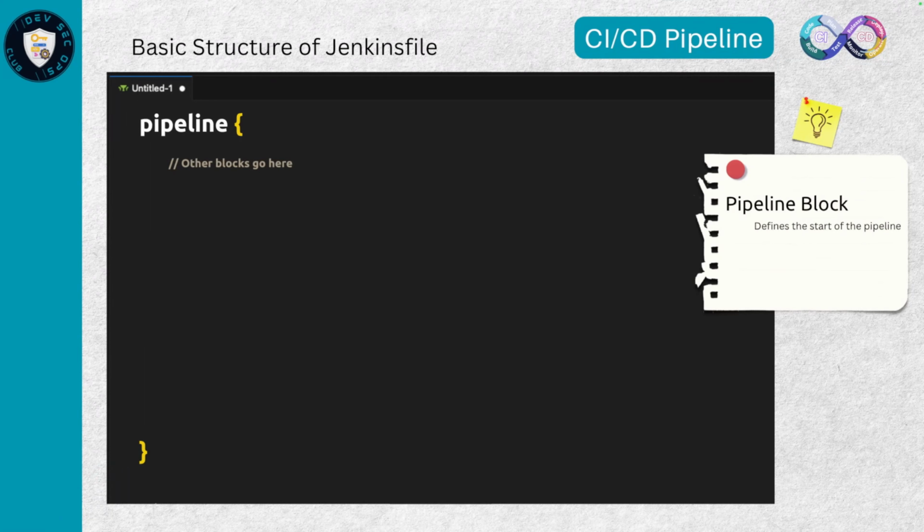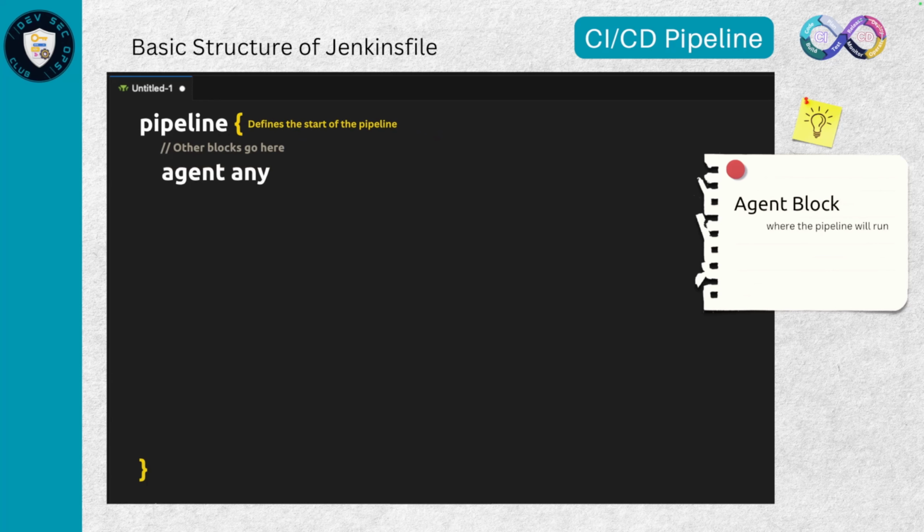Whenever you write a pipeline, your pipeline always starts with this word, pipeline. This is your opening brace, and this is your closing brace. That means your pipeline starts from here and ends over here. Within these two braces, you write everything. Okay, so first, pipeline defines the start of your pipeline. Then we have agent any.